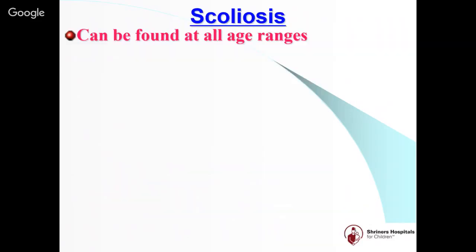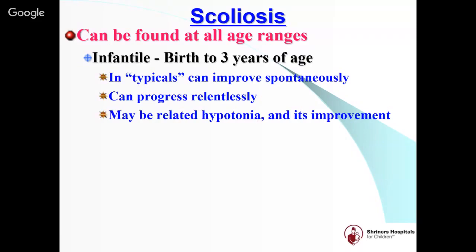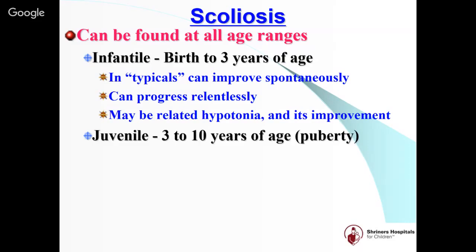Scoliosis can be found at all ages. When we talk about it, we usually break it down into 3 age categories. We talk about infantile curves, which are curves that we see before about 3 years of age. In kids who don't have arthrogryposis, kids who are otherwise typical, these curves can sometimes improve spontaneously. Sometimes they're related to a kid who's very floppy, very flexible. So they sit and give themselves a curve that, as they get stronger, they're able to work out. Arthrogryposis is a little bit different. We'll talk about that as we go along here.